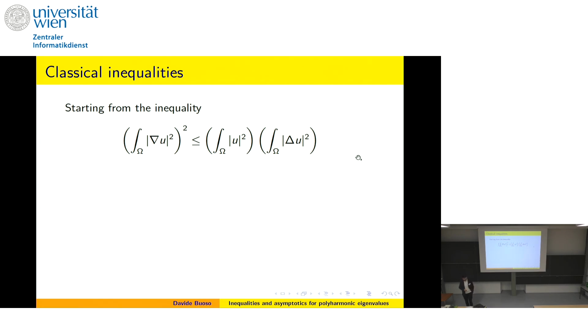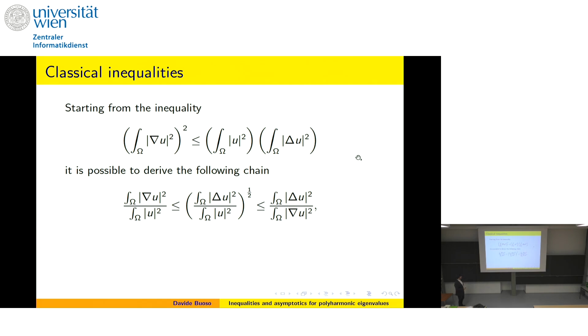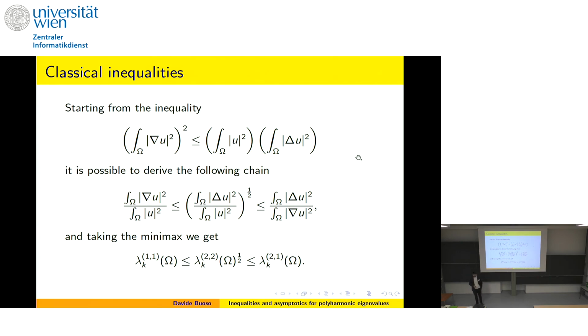It's just an integration by parts and then applying Cauchy-Schwarz or Hölder, and you get this inequality for the gradient, and playing around with this inequality, you get this chain of inequalities, where you see that here you have the Rayleigh quotient for the Laplacian, this is the Rayleigh quotient for the bi-Laplacian, and this is the Rayleigh quotient for the buckling problem. Now you can take the minimax, and you get the corresponding inequalities, actually, for any eigenvalue, in this order here. And this is classical. Now, talking about optimization, the right question is, are these inequalities optimal? What can we say about them?